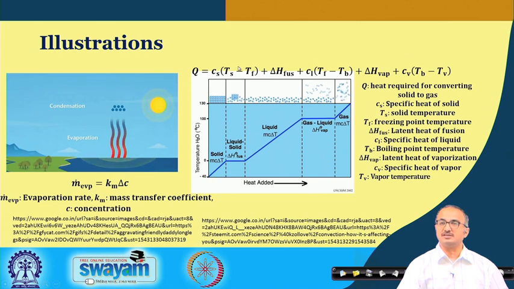So, first is giving the sensible heat from the solid temperature to the fusion temperature, then the latent heat of fusion, that is to melt the solid, then the sensible heat again to heat up the fluid from this melting temperature to the boiling point temperature, and then again we have the heat of vaporization, and then ultimately from boiling point to the vapor temperature. For superheated vapor we have the sensible heat, and you see that here we are using different types of specific heats, one for solid, one for liquid, and one for the vapor.